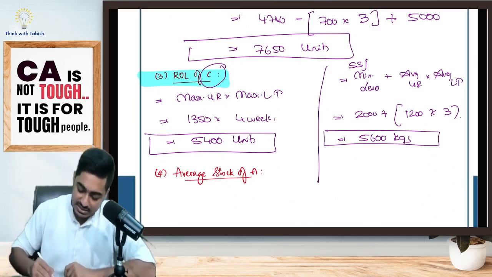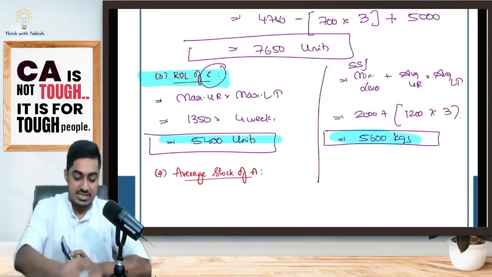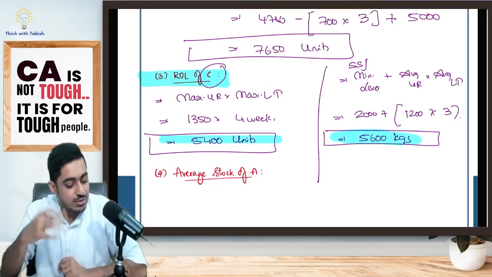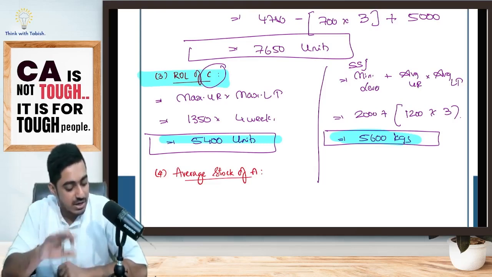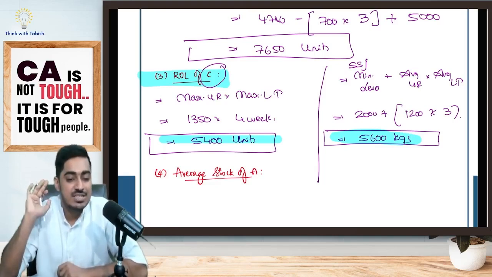But sir, answers are slightly different now. Could be possible. Now let's see what answer ICI has given. ICI has given both the answers, 5400 or 5600, so no tension only. We are also happy. This is what we also want.